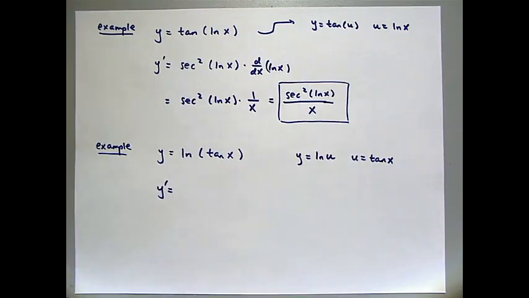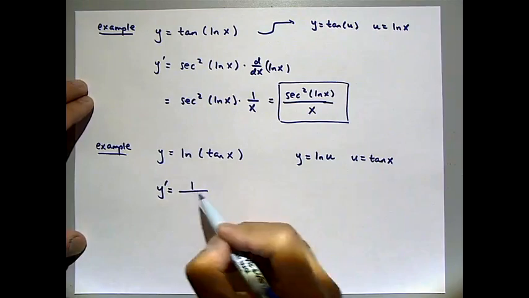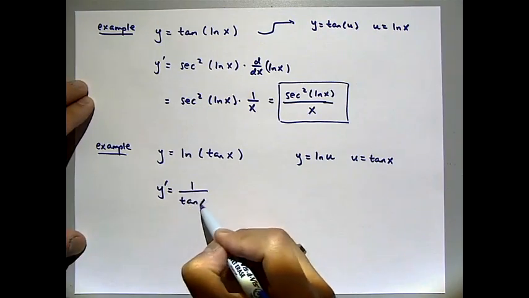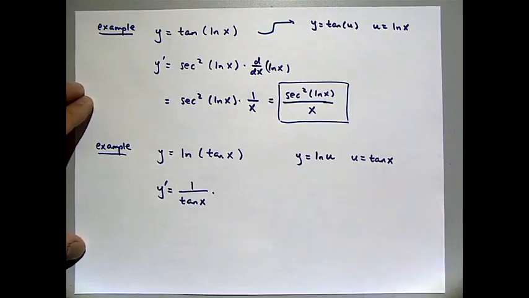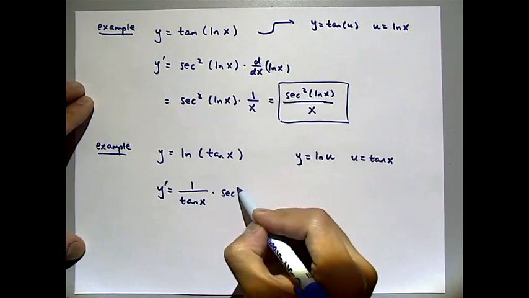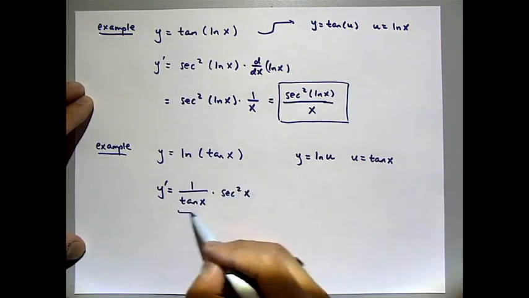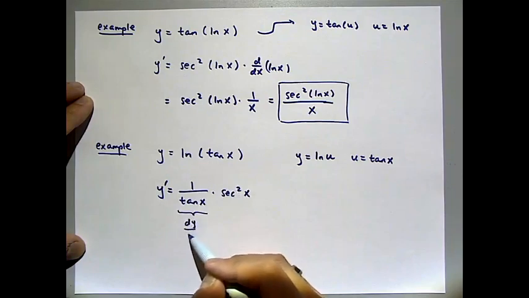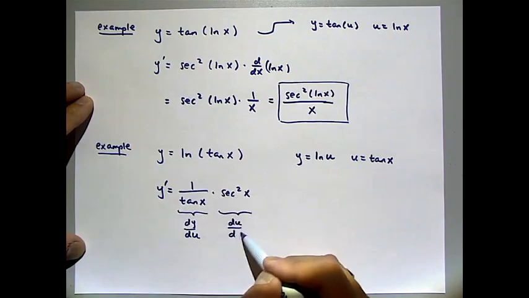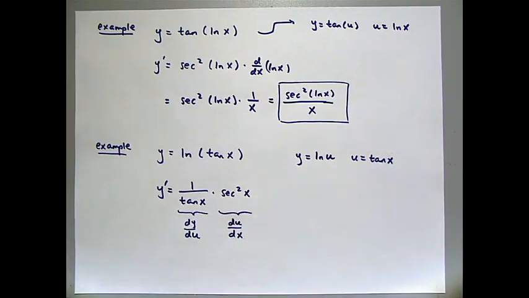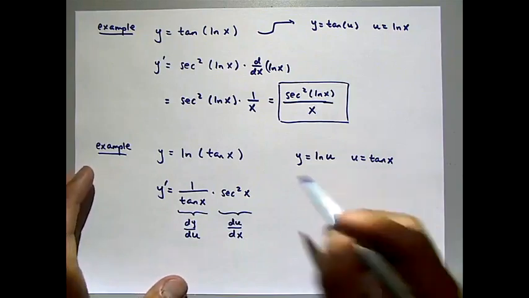And the chain rule tells us, first we get 1 over whatever we're calling u, in this case tangent, 1 over u times the derivative of u. And the derivative of tangent is secant squared. Just the basic chain rule.